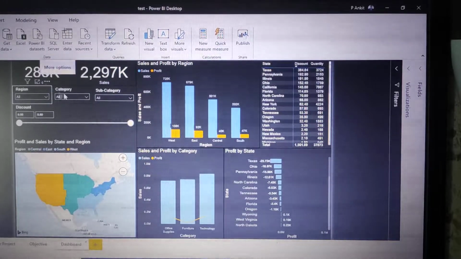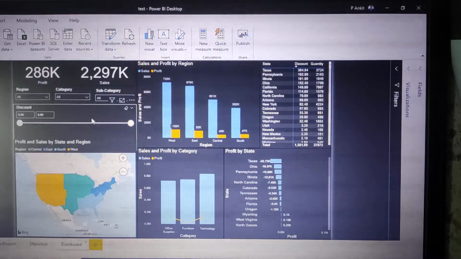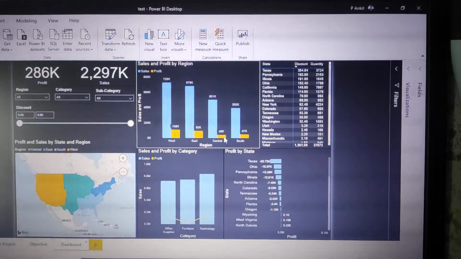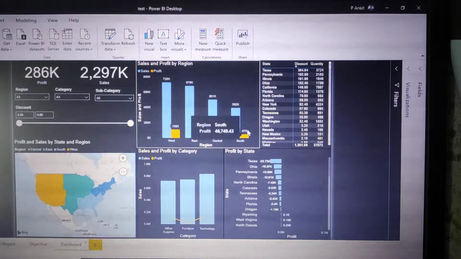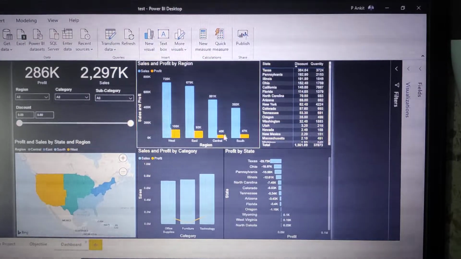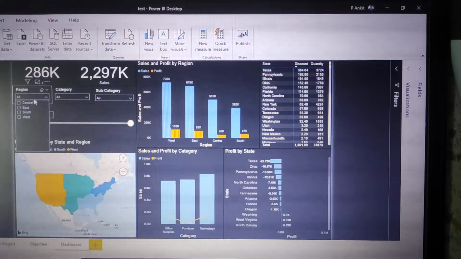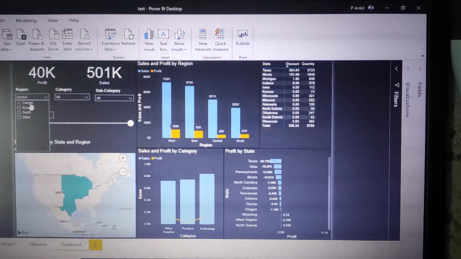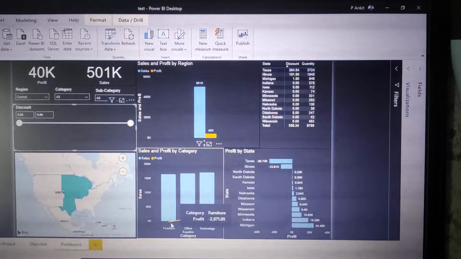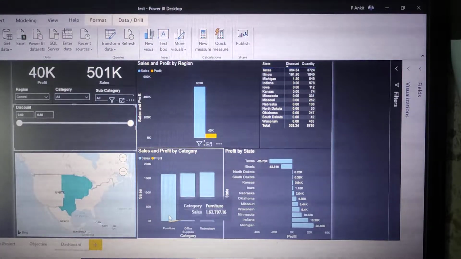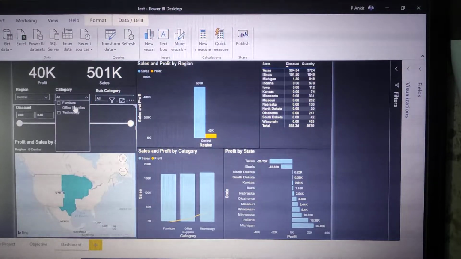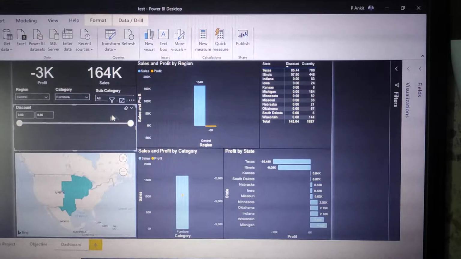Okay, by looking at the dashboard we can see the central region has the least profit, that is 40k, and the southern region also has low profit, that is 47k. If we filter by the central region, we can see furniture is the category where we have negative or least profit. So I will filter by the furniture category.